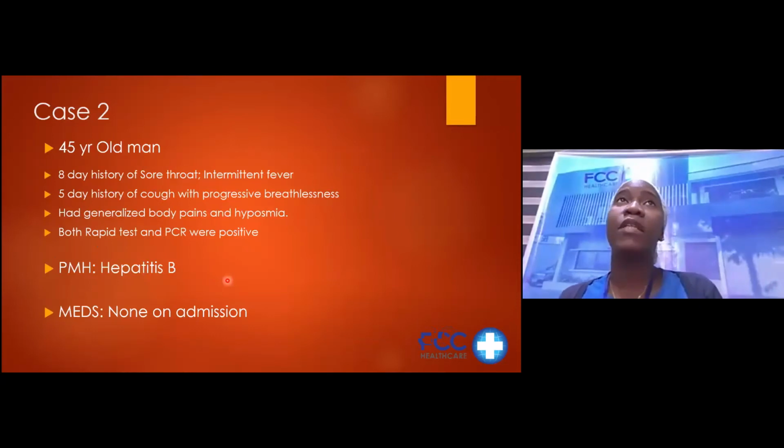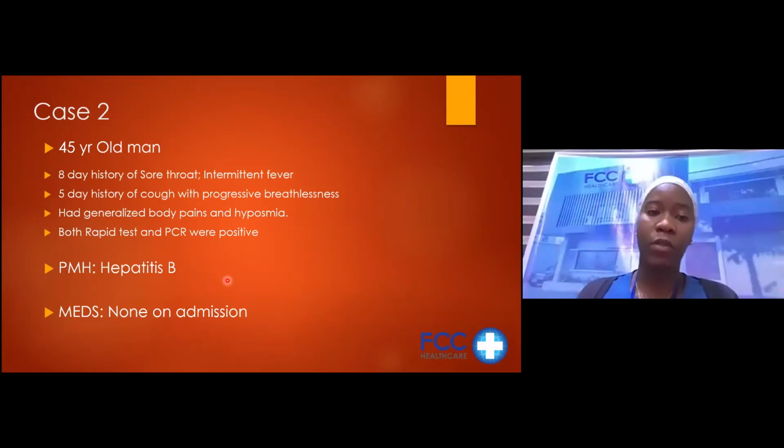So I'm going to be presenting a case of a 45-year-old man who presented with an 8-day history of sore throat and intermittent fever. 3 days later, he developed a cough, which was said to be dry, not associated with any chest pain, but he progressively got breathless. In addition to that, he had generalized body pains and hyposmia.